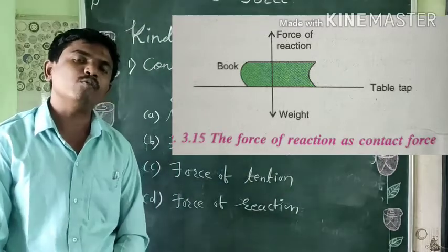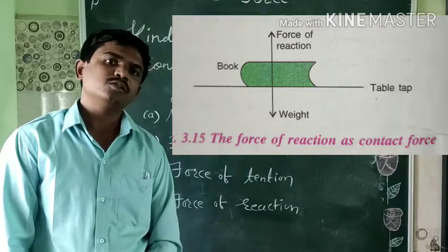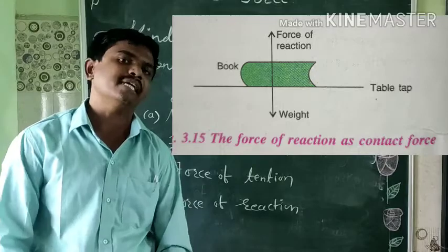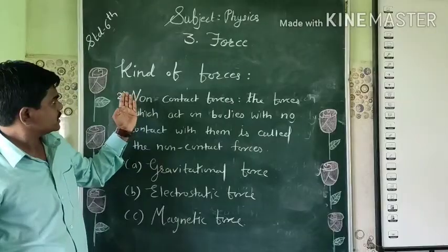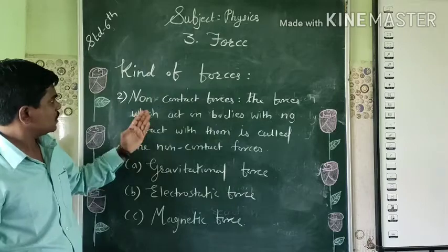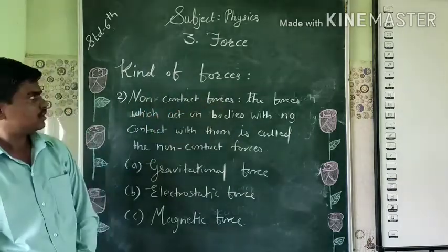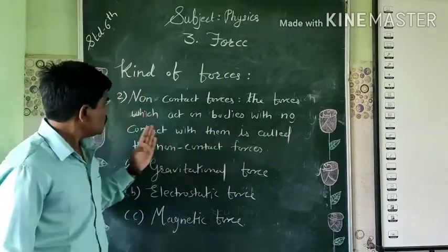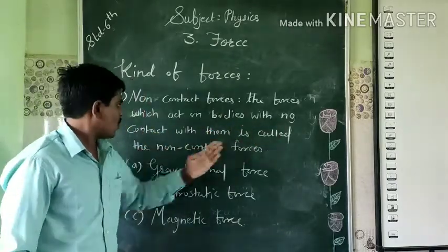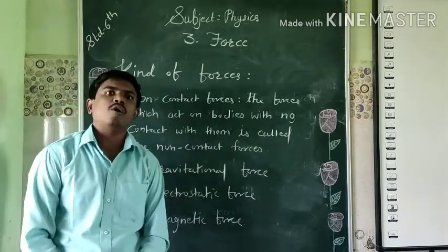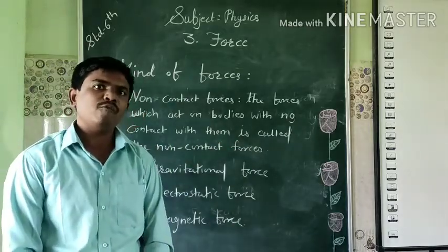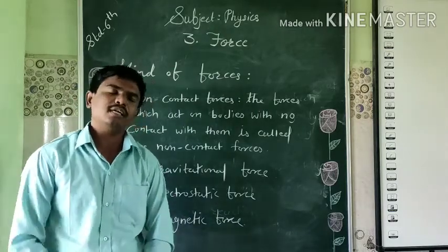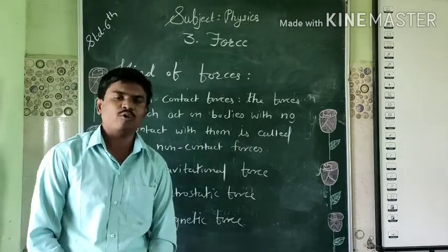For example, when we put a book on the surface, there is a force of reaction which is normal, in the vertical direction. Let's see. Second kind of forces, non-contact forces. The forces which act on bodies with no contact with them are called non-contact forces. Or we can say the force which acts between two bodies with some distance is called non-contact force.